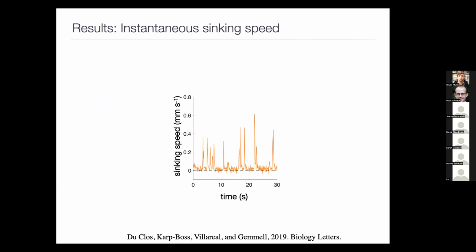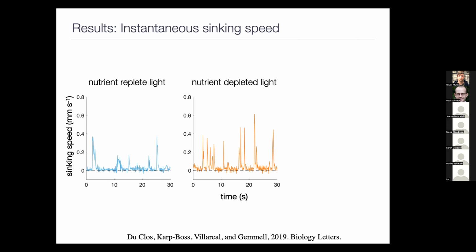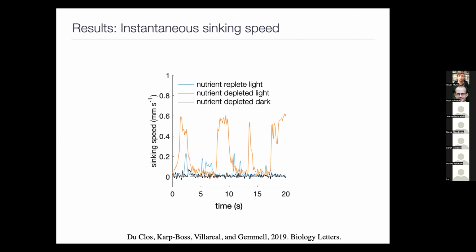Here's a plot of sinking speed for an individual cell over time. We see the slow sinking punctuated by these fast sinking periods, and this is a nutrient depleted light condition. If we compare that to the nutrient replete light condition, these are cells that were in media for the duration of the experiment. These have lower mean sinking speed and less unsteady sinking, as we saw before. Now, if we look at the nutrient depleted dark condition, the cells are almost completely steadily sinking, and the mean sinking speed is much less. Let's overlay these to compare them more easily.